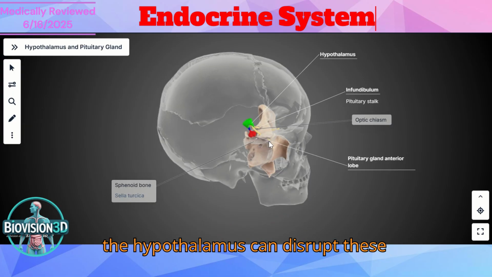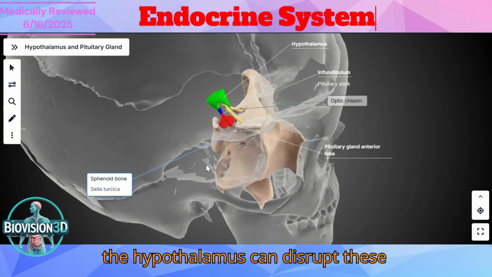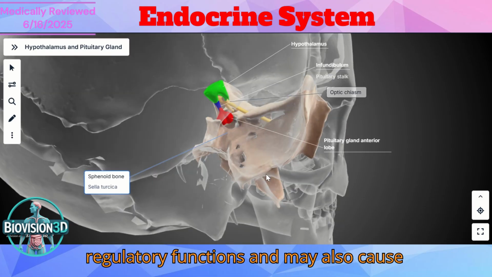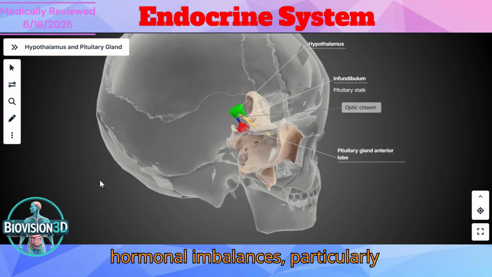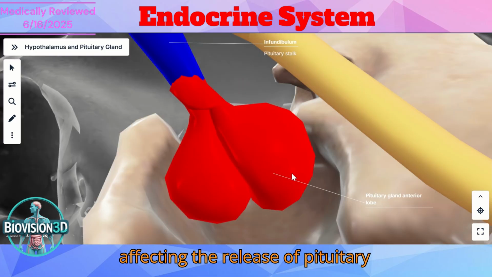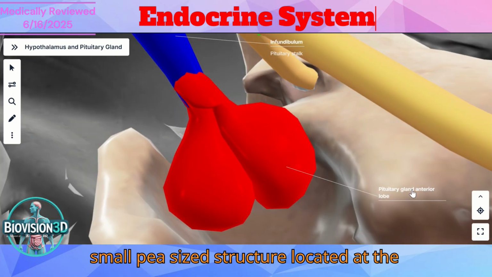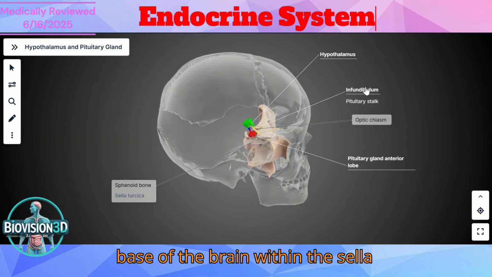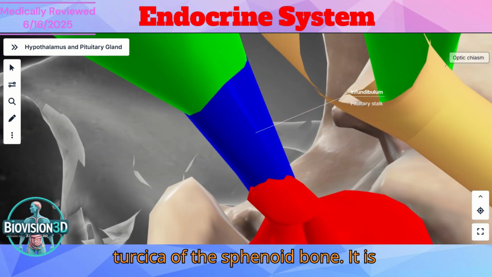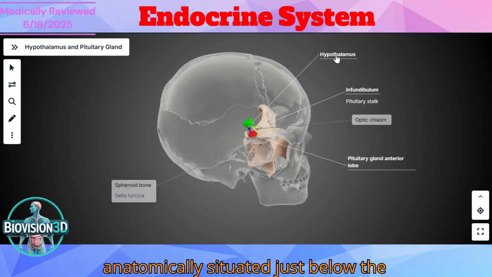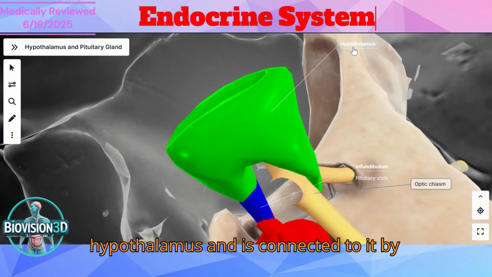Clinically, damage to the hypothalamus can disrupt these regulatory functions and may also cause hormonal imbalances, particularly affecting the release of pituitary hormones. The pituitary gland is a small, pea-sized structure located at the base of the brain, within the sella turcica of the sphenoid bone. It is anatomically situated just below the hypothalamus and is connected to it by the infundibulum.